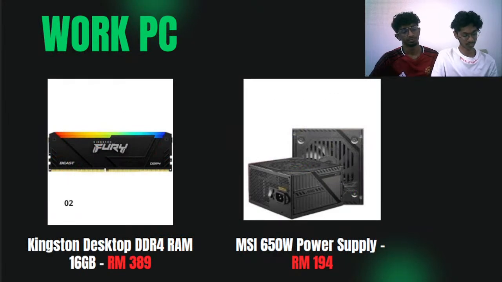So the next one is the RAM. I think you guys can see the model of it, which is the Kingston Desktop DDR4 16 GB RAM. So this one helps things run smoothly and open many apps or tabs. So basically we are using this for a work PC, right? So a work PC means we will use many tabs for our work. So I think it's quite good for this build.